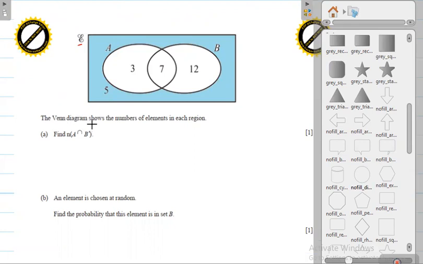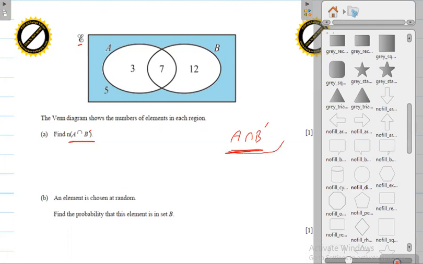The first question is saying, the Venn diagram shows the number of elements in each region. Find the number of elements in A intersection B complement. If it is not visible, remember it's B complement, okay? So to find how many are in A intersection B complement, the best way is to shade it. Once you shade, you will have an idea which elements are there and how many total elements are there. Like 3 elements, 7 elements, 12 elements, 5 elements are here.